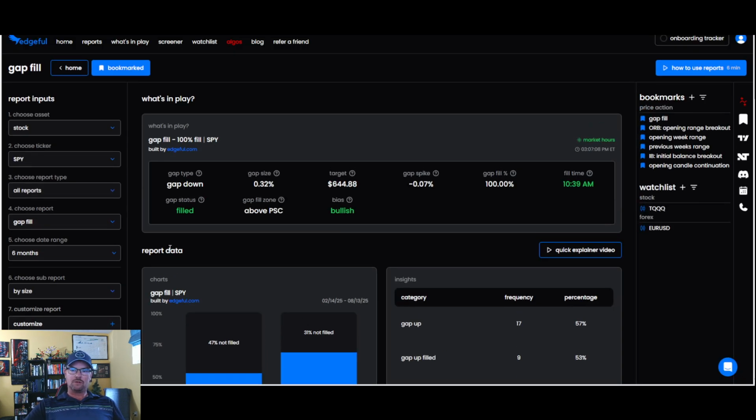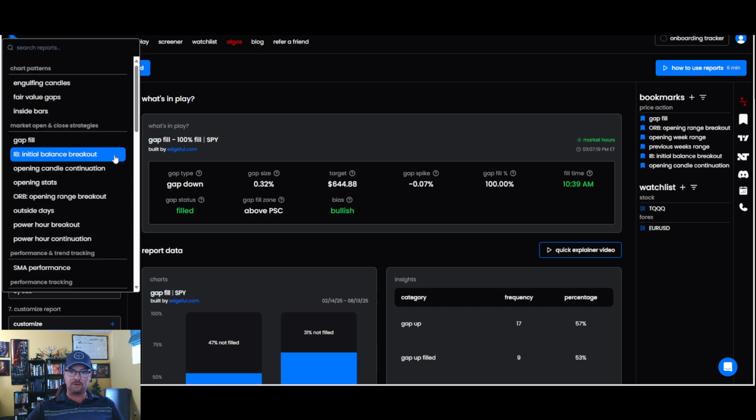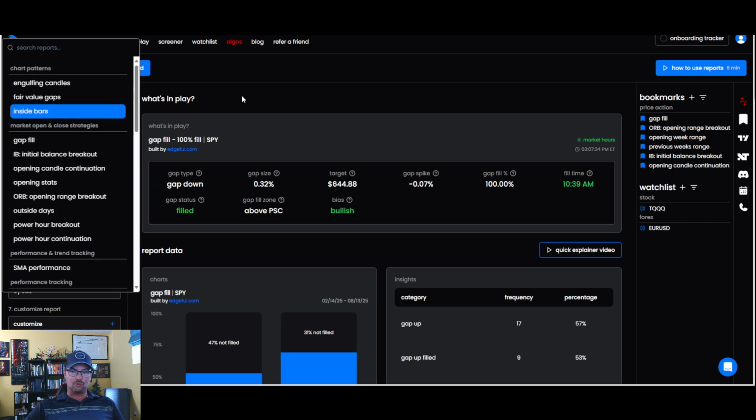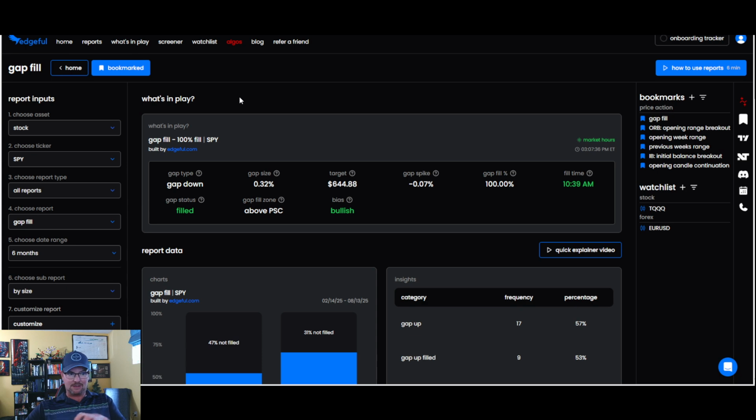If we go to Edgeful, very useful platform that looks at statistics for a load of different patterns, engulfing patterns, fair value gaps, gap fills, which is what we're looking at. We're also going to look at the opening range breakout, opening candle continuation, just loads of different things. You can get actual statistics on how these things have worked or haven't worked.